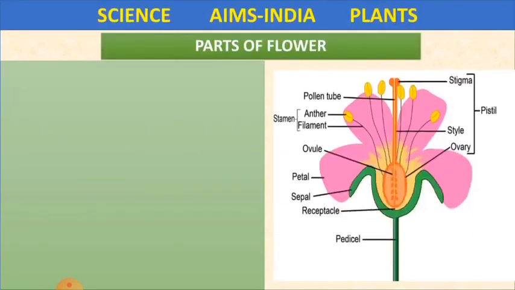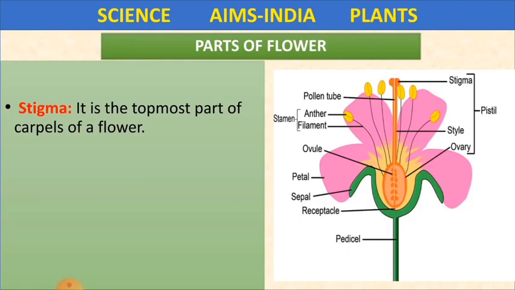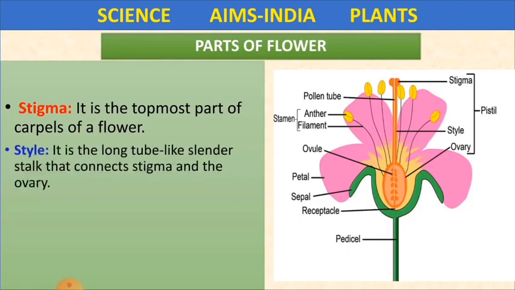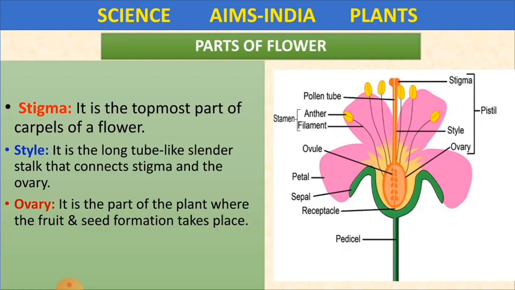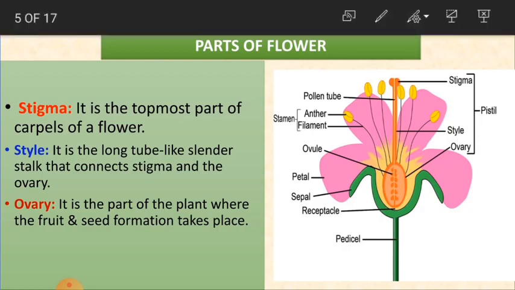Okay. And now we'll learn about stigma, style and ovary. What is this stigma? It is the topmost part of the carpel of a flower. Here, children, carpel is nothing but pistil. So it is the topmost part of the carpel of a flower, and it is sticky also. If you touch that part, you will feel it a little sticky. So this part is known as stigma.